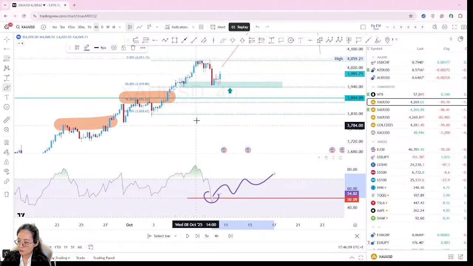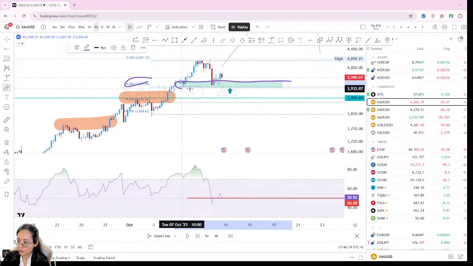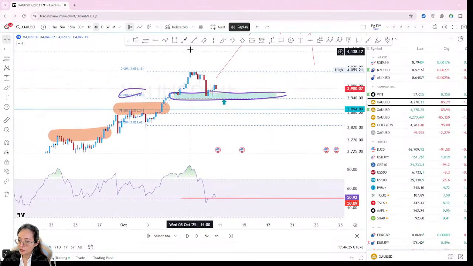Boom, right? You will see that slightly break below, and after that you can see that it respects the 50% Fibonacci level, and this is our bullish OB as well, right? You can see that. Then continue. Where your target, you're gonna buy at the pullback.